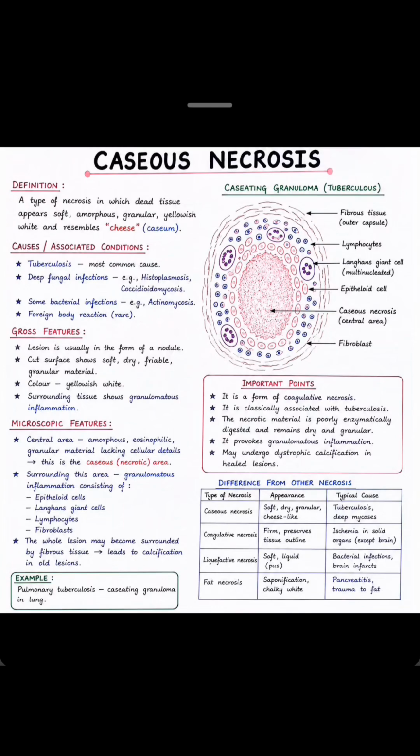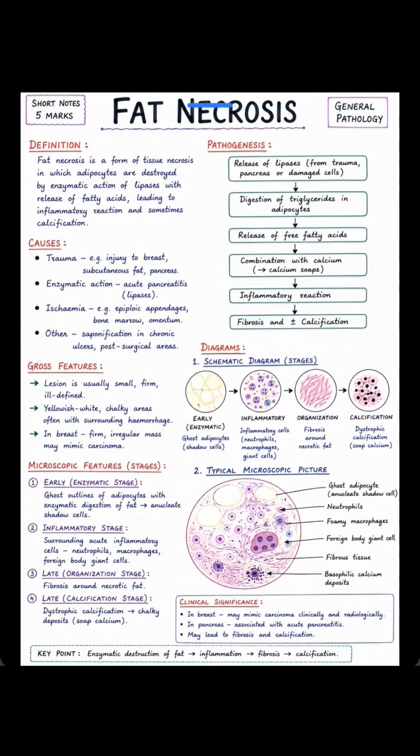Now come into fat necrosis. Moving on to a short note, a favorite for 5 marks, fat necrosis. It is a favorite question of the university. This is a specialized form of tissue necrosis where adipocytes, fat cells, are destroyed by the enzymatic action of lipases, releasing fatty acids which cause an inflammatory reaction and often undergo calcification.